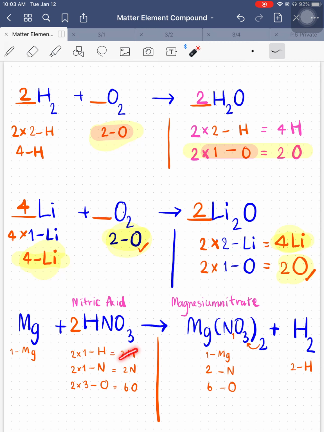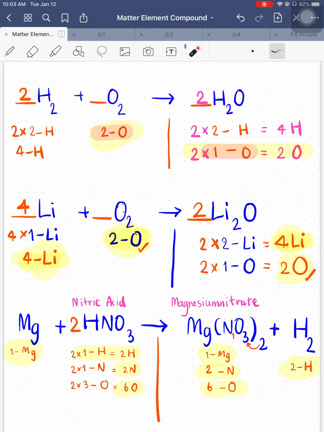How about this one? 2 hydrogen is fine, 2 nitrogen is fine, and 6 oxygen and 6 oxygen. Every single one is equal. Let's check again. 1 magnesium, 1 magnesium. 2 hydrogen, 2 hydrogen. 2 nitrogen, 2 nitrogen, and 6 oxygen, also 6 oxygen. Every single one is equal. So this one is balanced.